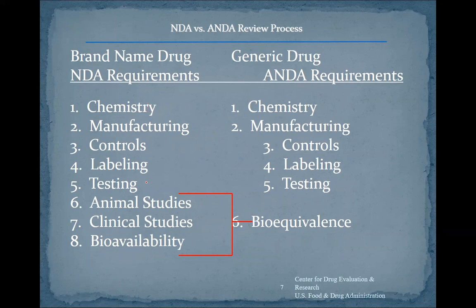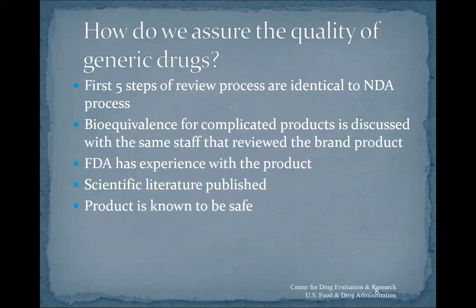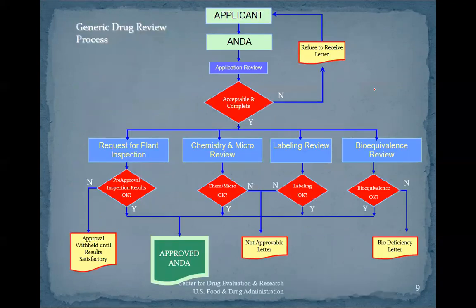In a new drug application, the animal studies, clinical studies, and bioavailability studies take a lot of time, whereas the top 5 steps are similar. But instead of animal or clinical studies, we mainly have bioequivalence studies, which have a major role in this preparation. We have to ensure that the quality of the generic product is good. There is a 5-step review process, which we have already talked about, and the scientific literature should already be there, and the product should be known to be safe for the purpose.